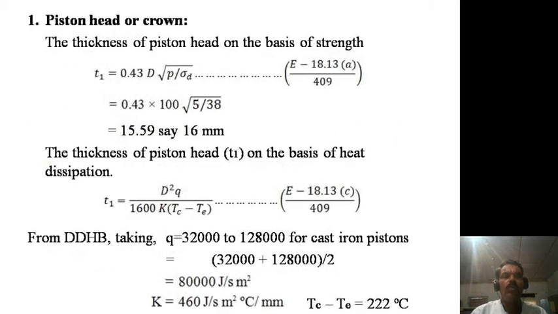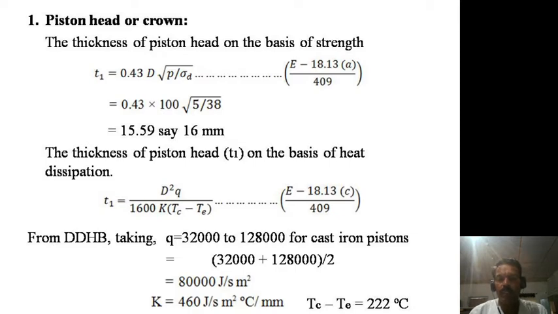Now, what are the important steps that should be considered while designing the piston? First, we have to design the piston head or crown. On the basis of heat dissipation and on the basis of strength, we have to find the T1 value, that is the thickness of the piston head. So the first step is the design of the piston head or crown. After that we have to design the piston rings. After that we have to design the piston barrel.